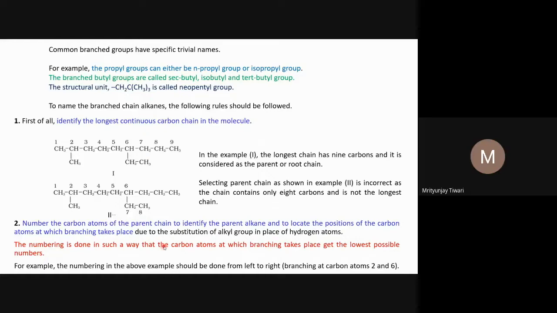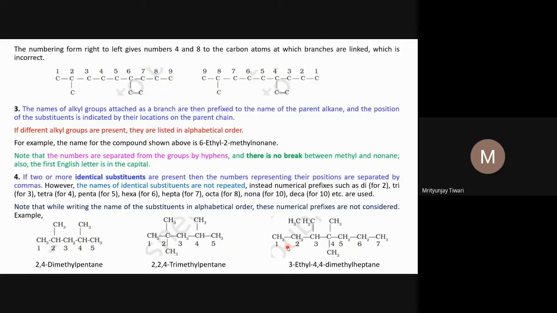And if that functional group does not contain a carbon atom, then we'll do the numbering as per this rule, in such a way that the carbon atoms at which branching takes place get the lowest possible number. And here, in the place of branching, we'll see that the carbon atom at which the functional group is attached or linked gets the lowest possible number. Then the names of alkyl groups attached as branches are prefixed to the name of the parent alkane, and those things we have already seen.